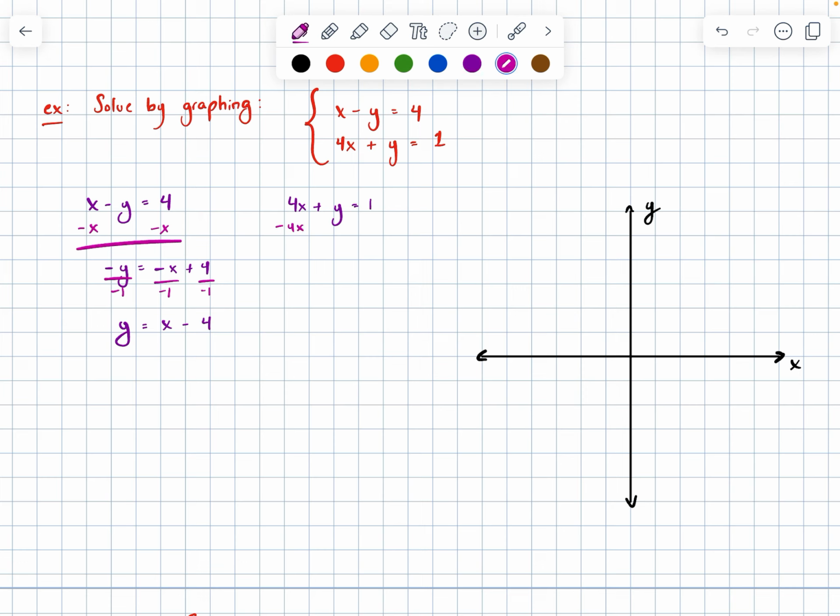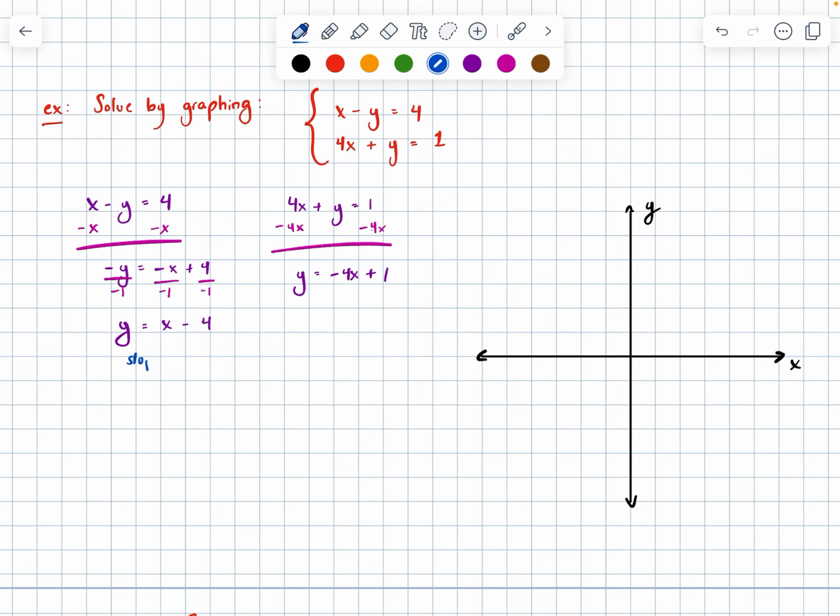Again, my goal is to isolate y, so let me subtract 4x from both sides. When I do so, I find that y is equal to -4x plus 1. Cool.